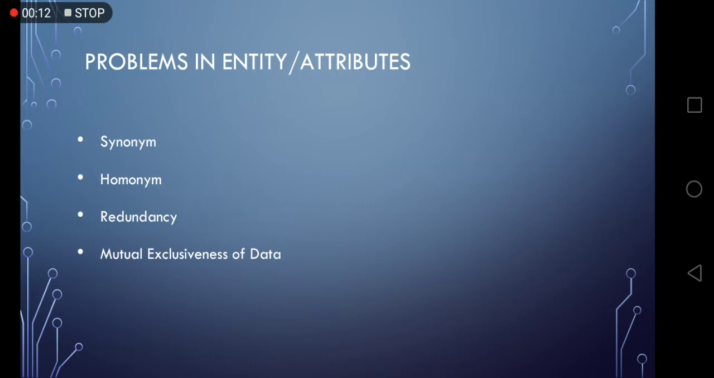There are four major types of problems that we can face in entities or attributes. First one is synonym, second one is homonym, third one is redundancy, and fourth is mutual exclusiveness of data.